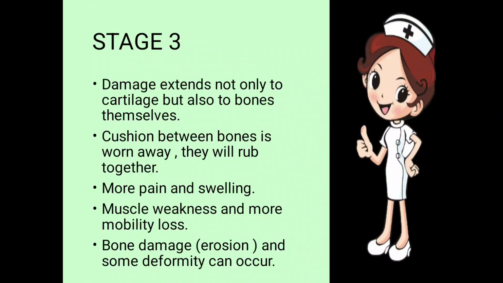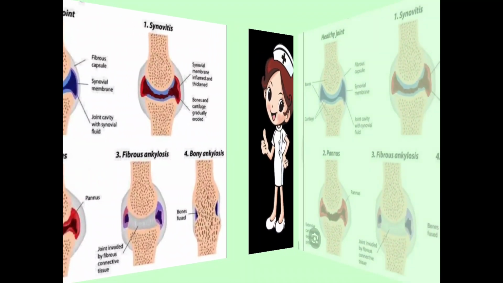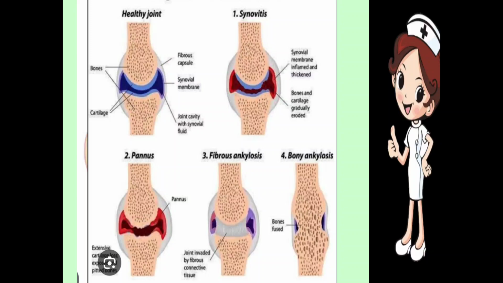Next one is the third stage. Damage extends not only to the cartilage but also to the bones themselves. Now it is affecting the bones. The cushion between the bones is worn away, so they will rub together. Synovial fluid gets affected, synovial membrane gets affected, cartilage gets affected, and between the two bones, wear and tear takes place. They will get worn away when we move the joints.